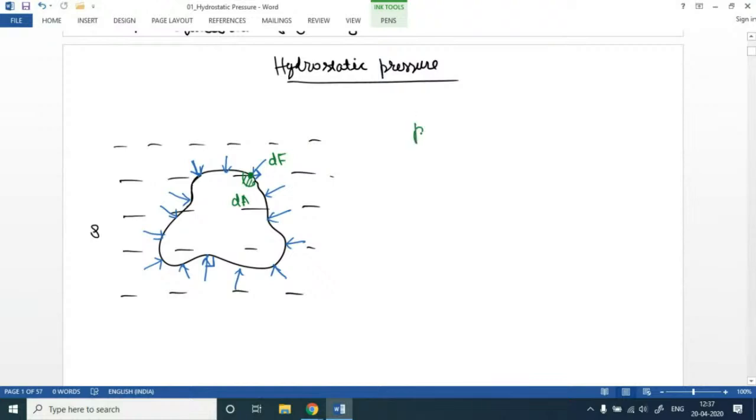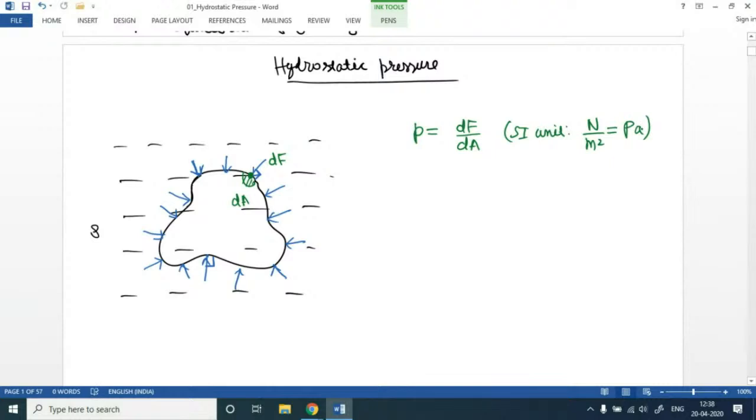Okay, then the pressure would be defined at this point as dF by dA. Always understand, pressure we can define at a point. Here, this dA area is very small, and this dF is the perpendicular force. So this is how pressure is defined. Its SI unit will simply be Newton per meter square, which is also known as Pascal. So this is how pressure is defined.